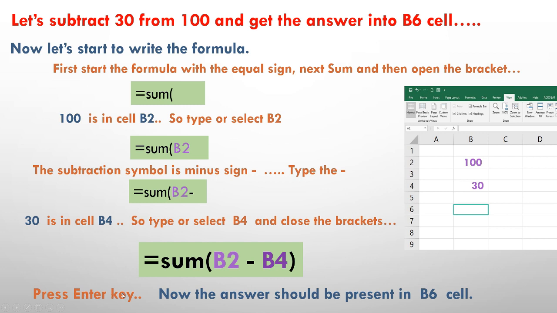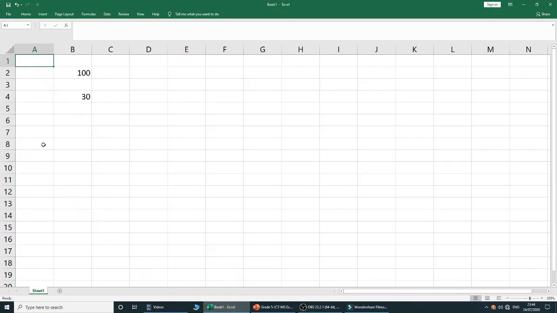After you have pressed enter key, the answer should be present in B6 cells. So here you can see there are two numbers, 100 and 30. We are going to subtract this 30 from 100. I'm going to get my answer into B6 cell. First I want to select the cell which I am going to bring the answer. Now I can write the formula to that cell.